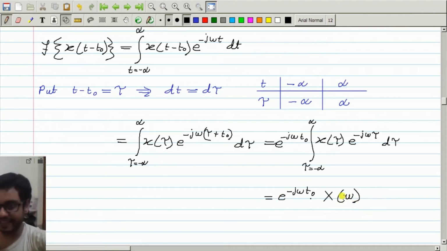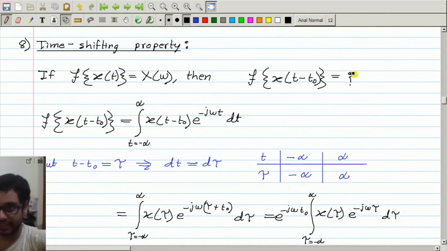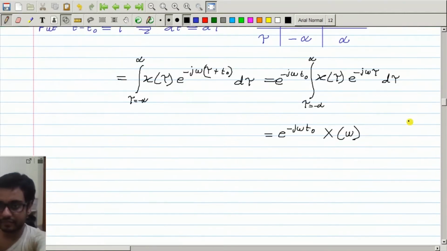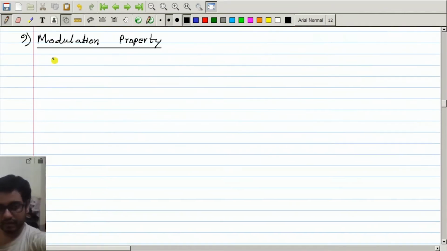So this is the answer. Let me put it here. It is e to the power minus j omega t naught multiplied with X of omega. Next, property is called modulation property.